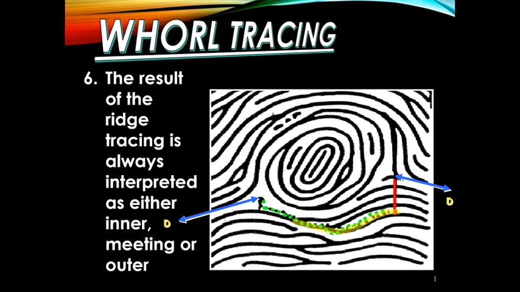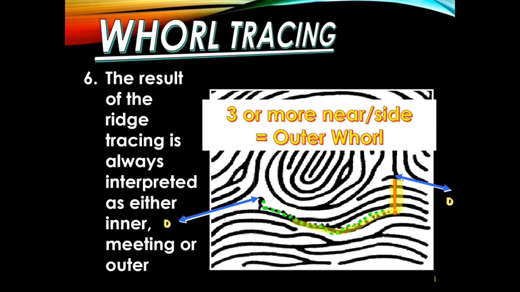So in here, we have 3 intervening ridges. And if we have 3 intervening ridges near or on the side, take note, this is different from our first 2 examples because it stops near or on the side of the right delta. Therefore, this will be interpreted as an outer whorl, because an outer whorl has 3 or more ridges intervening between the right delta and the ridge being traced, which are located near or on the side of the delta.